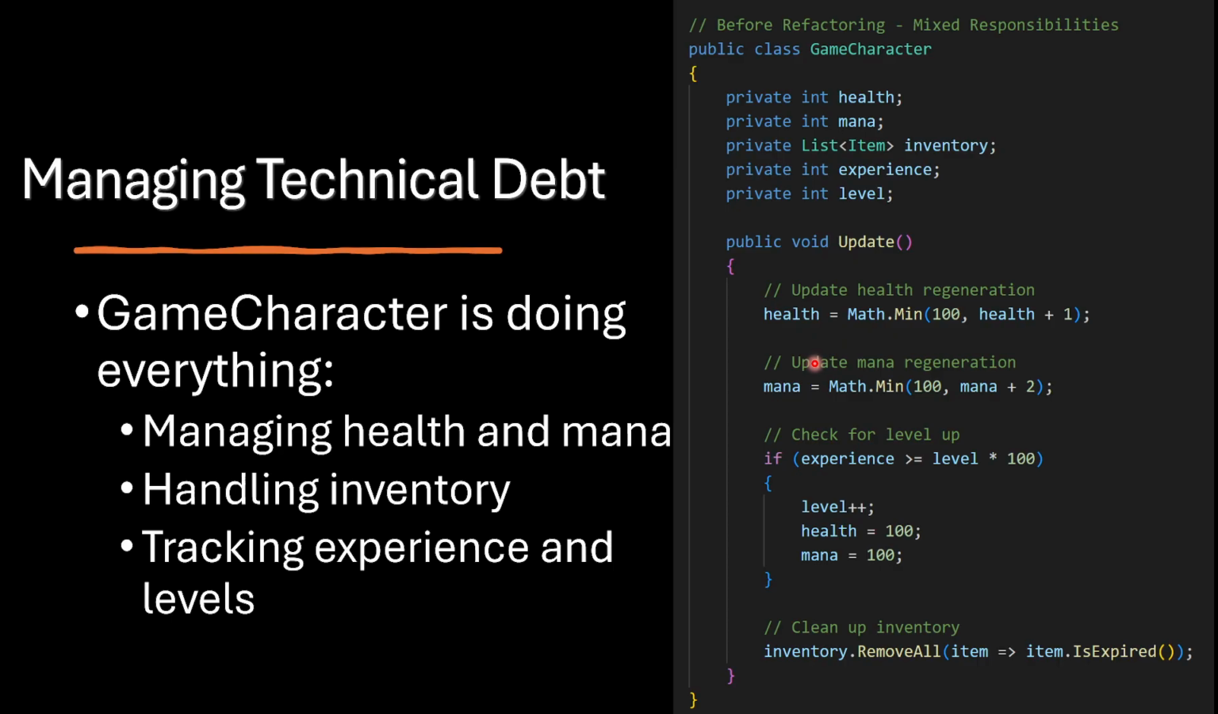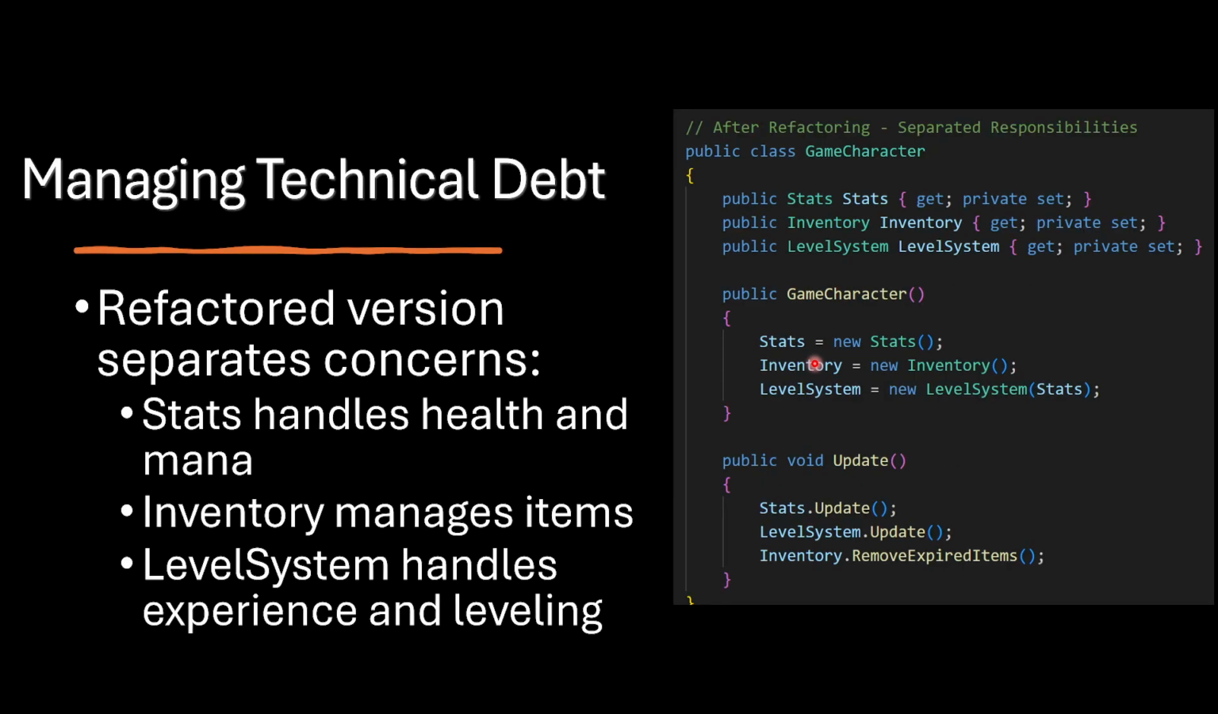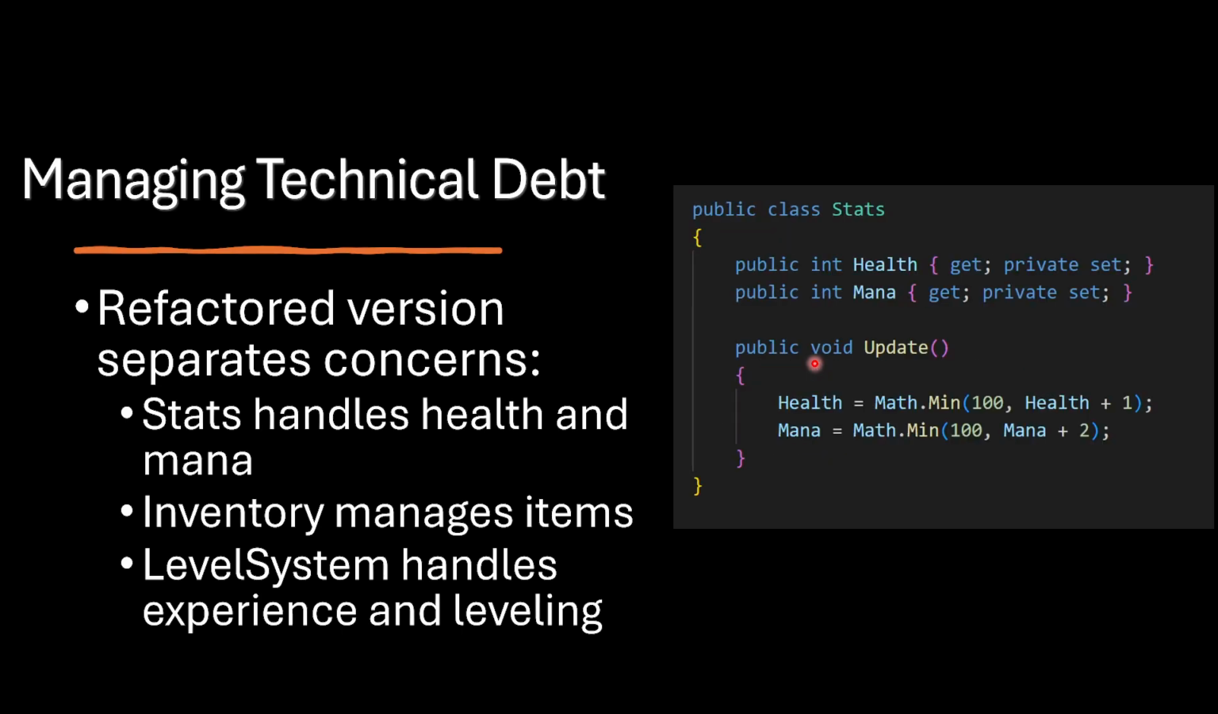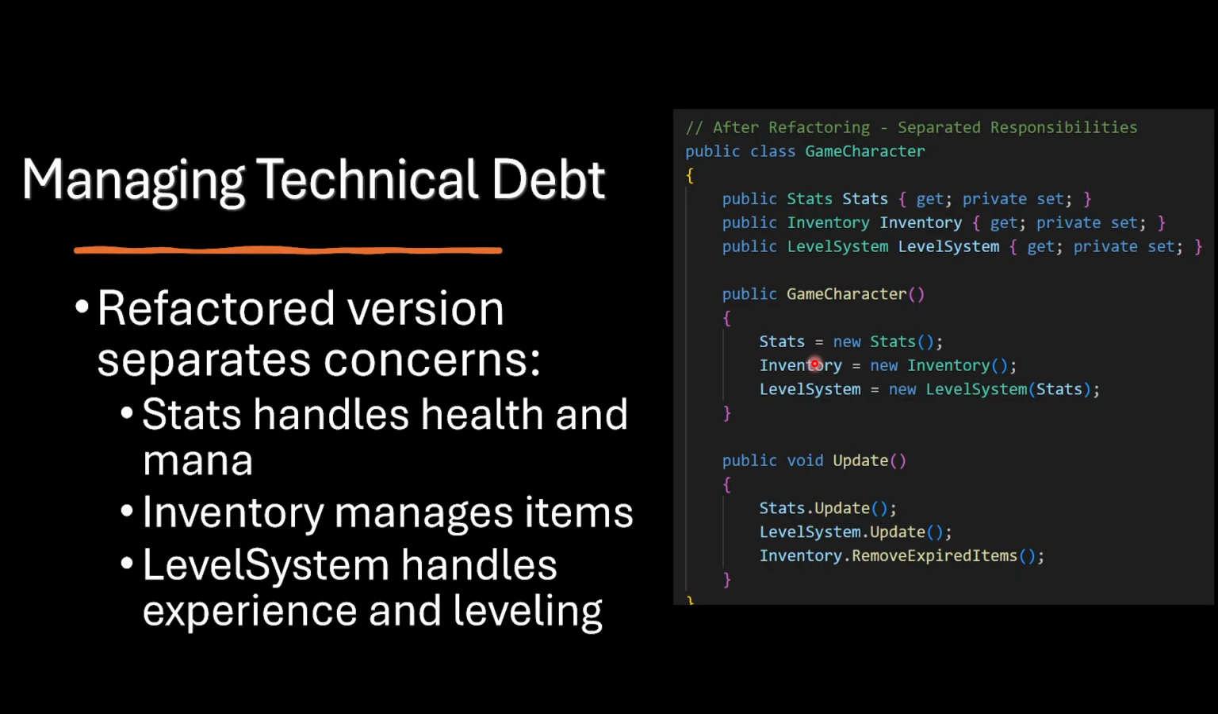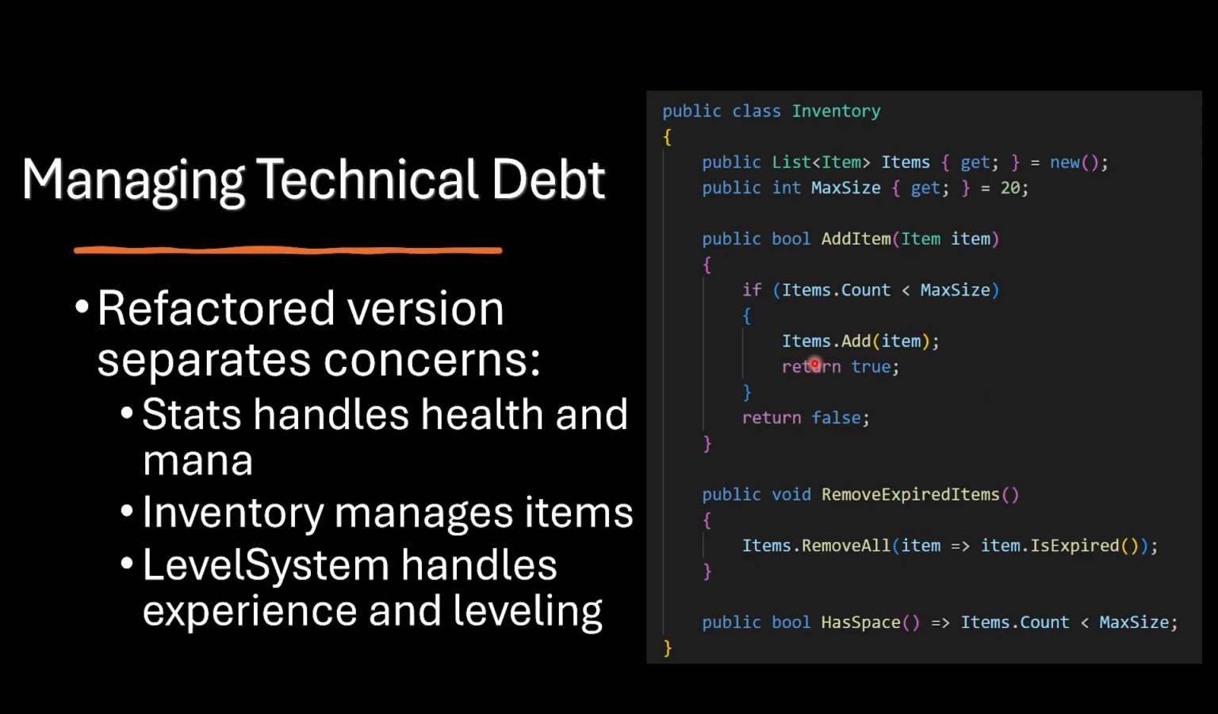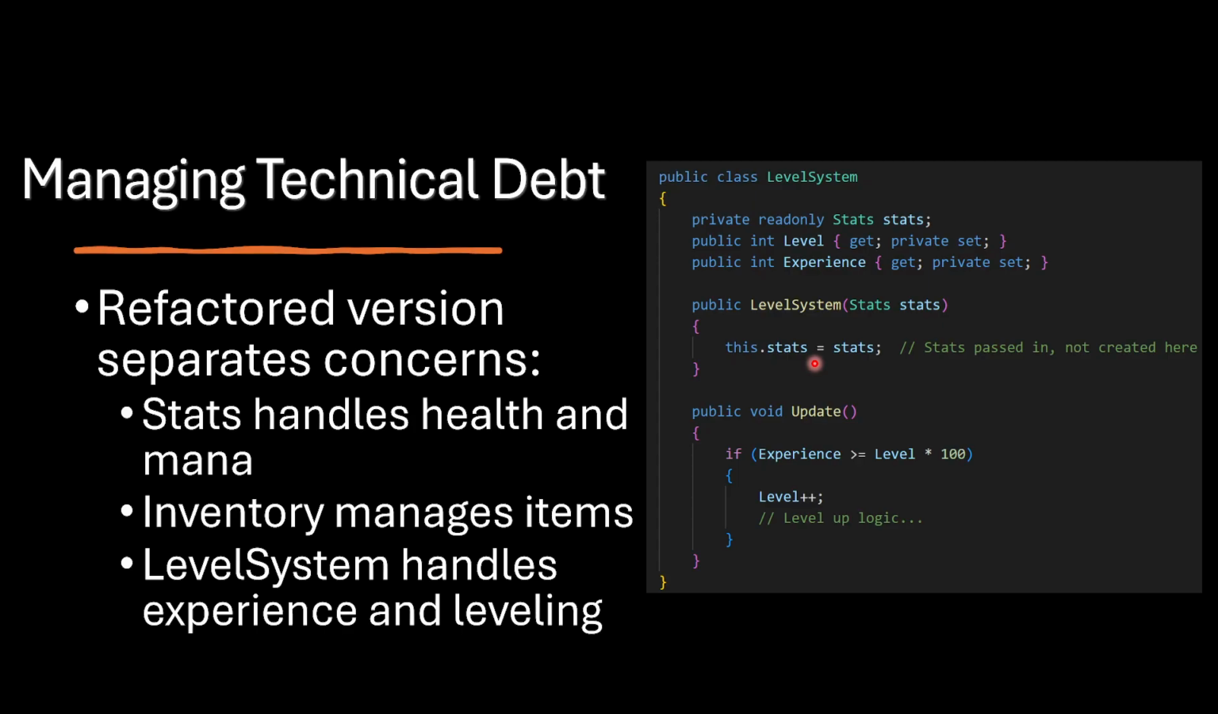So how do we actually fix that? Well, our refactored version separates these concerns. The stats are going to be handled here, handling the health and mana. But each class is going to have its own benefit and purpose. So the stats handles the health and mana. The inventory handles items. The level system handles experience and leveling.